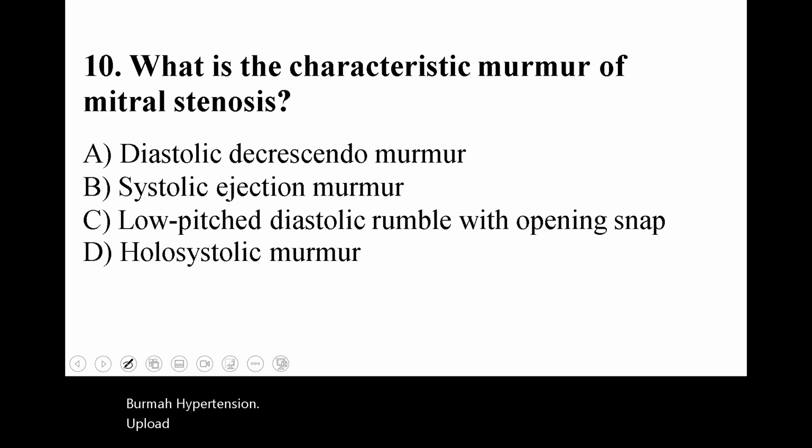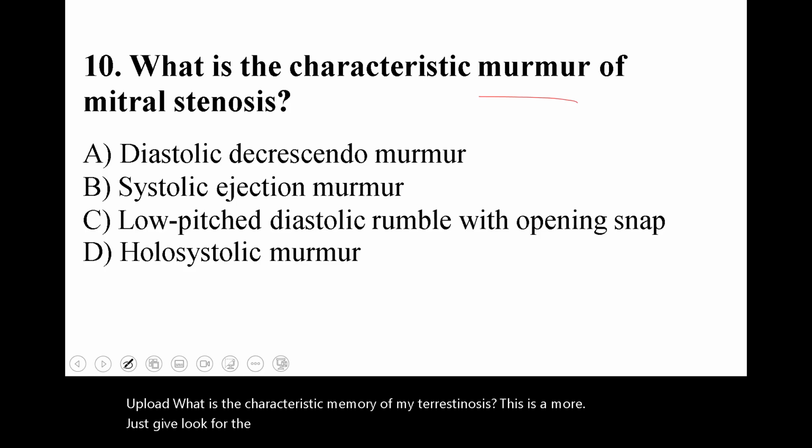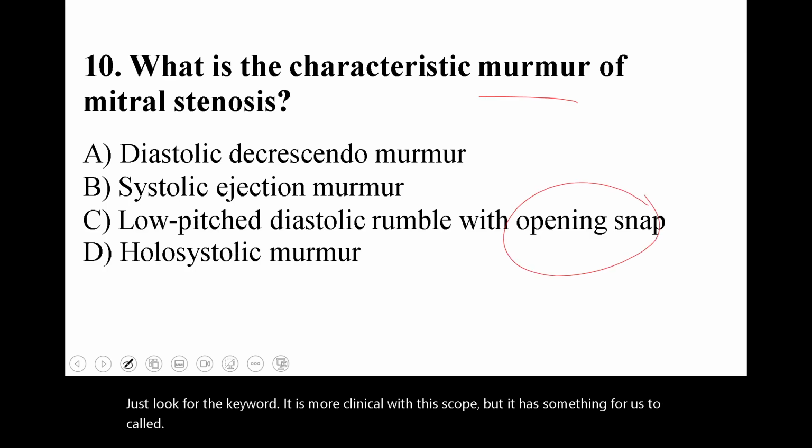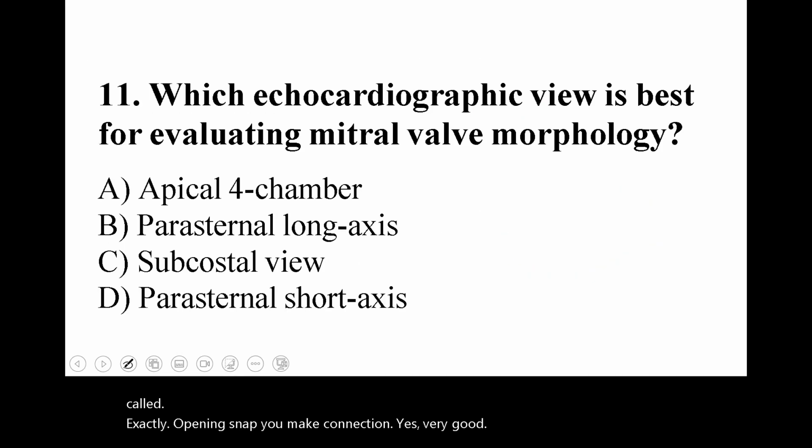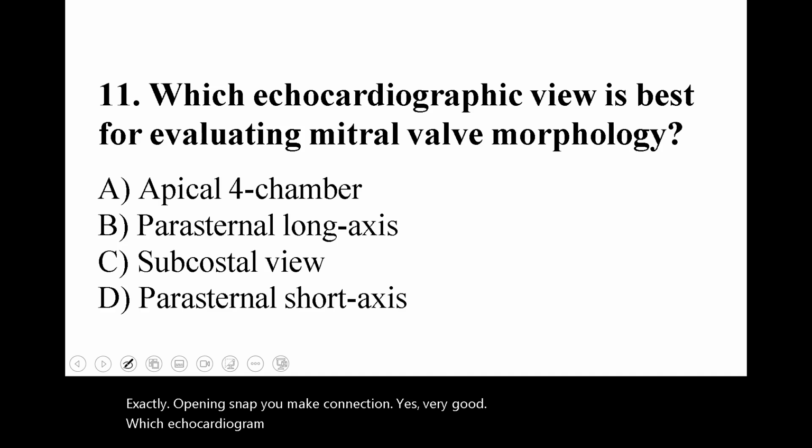What is the characteristic murmur of mitral stenosis? This is more, just look for the keyword. It is more clinical with a stethoscope, but it has something for us to call. Exactly, opening snap. You make connection. Yes, very good. Which echocardiogram view is best to evaluate mitral valve morphology?